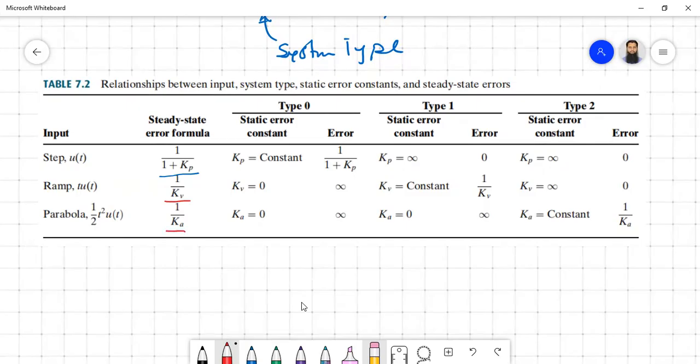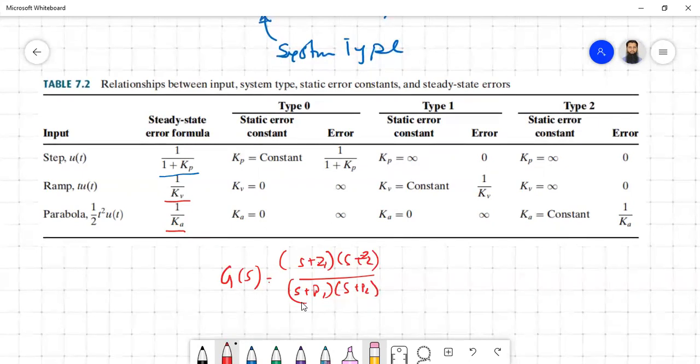So for type 0, g of s doesn't have any pole at the origin, so we only have s plus z1, s plus z2, s plus p1, s plus p2 and so on. Basically for type 0, since we are just taking the limit of g of s, it will give you a constant value. For the other two, since we have higher order terms, s will be multiplied, so basically we'll have zero steady state error.